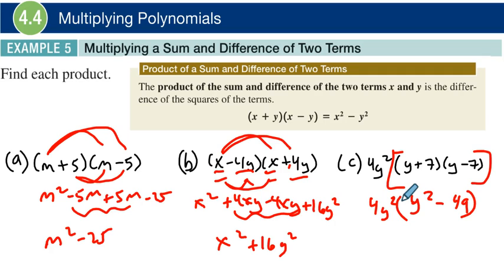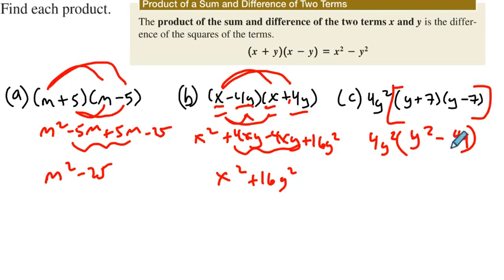Now I'm just going to have to use the distributive property to get that. So 4y squared times y squared is going to give me 4y to the power of 4, and then 4y squared times negative 49 will give us a negative 196y squared. Okay, and that would be it.